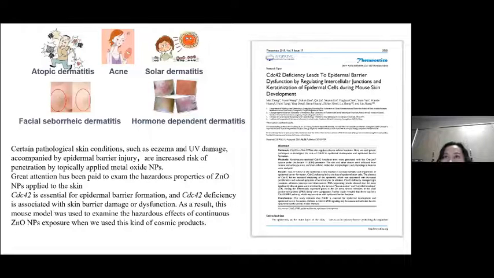Next, we use nano-sized particles and try to investigate the influence of nanoparticles on this kind of skin, on this mouse model of CDC42 knockout mice. And we sacrificed the mice after exposure for 4 days, 2 weeks, and 7 weeks.